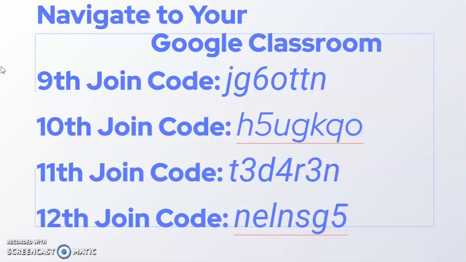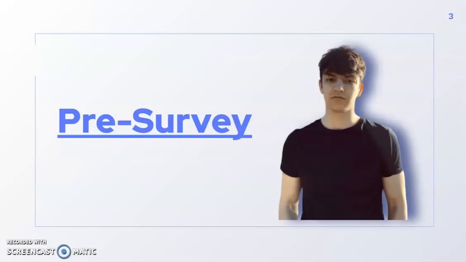Again, CCR teachers, please write the appropriate classroom code on the board for your students so that I can move forward. Once you're in your Google Classroom, you will click on the Classwork tab at the top to access the links for today's lesson. Again, navigate to Classwork and go ahead and start the student pre-survey. We'll give you a couple minutes to complete this survey.